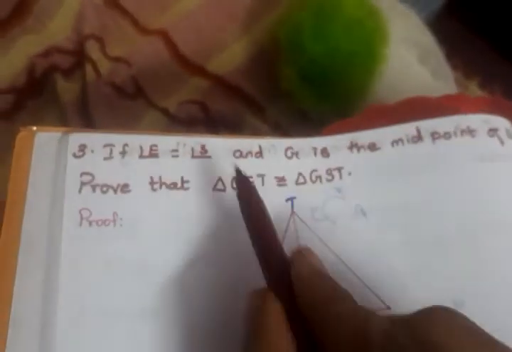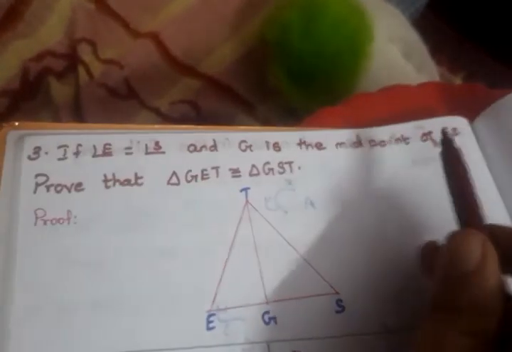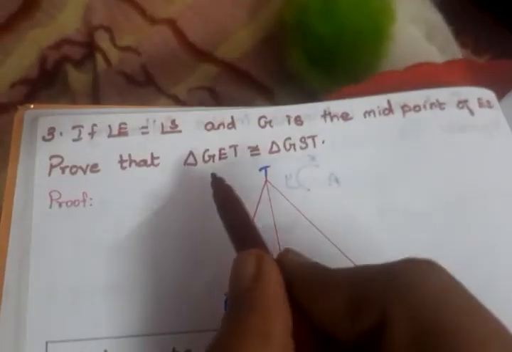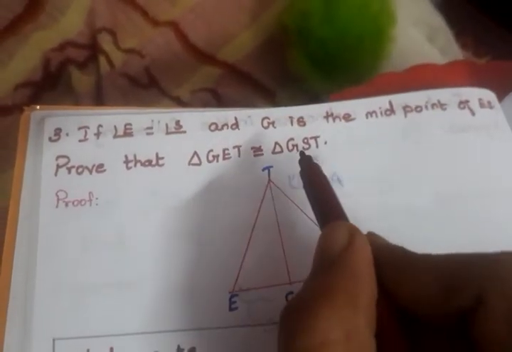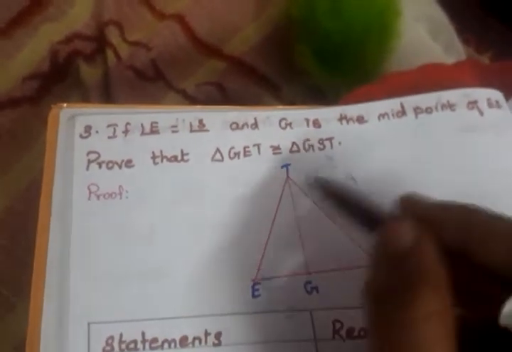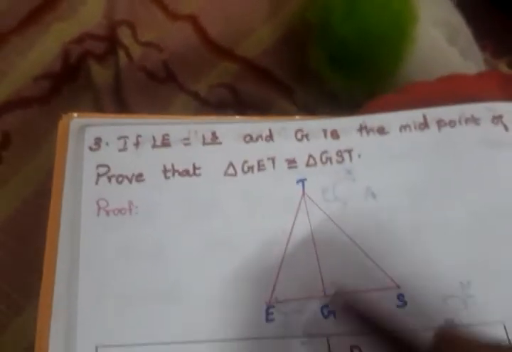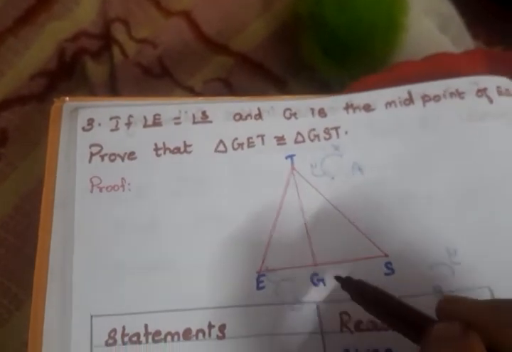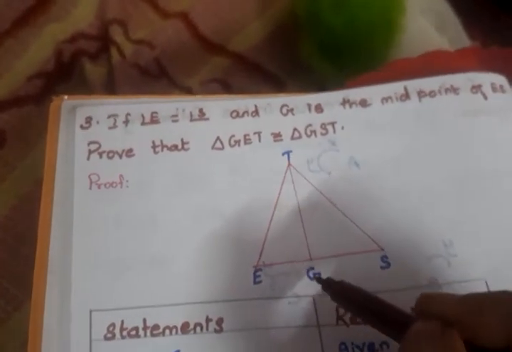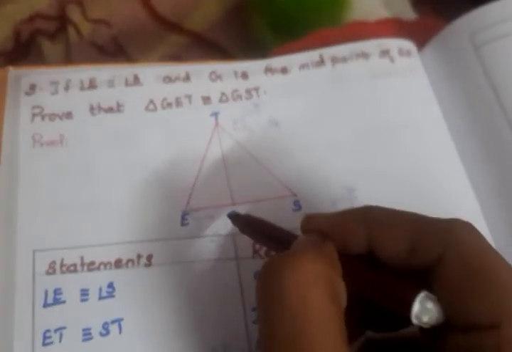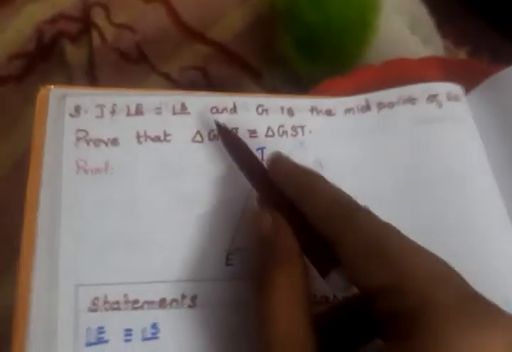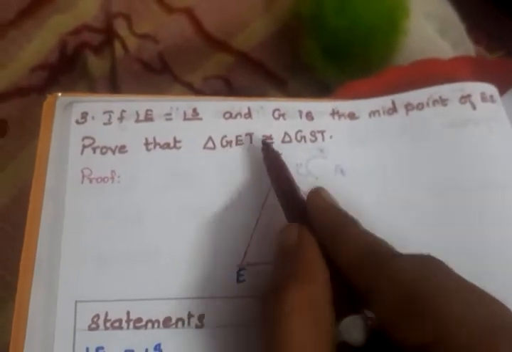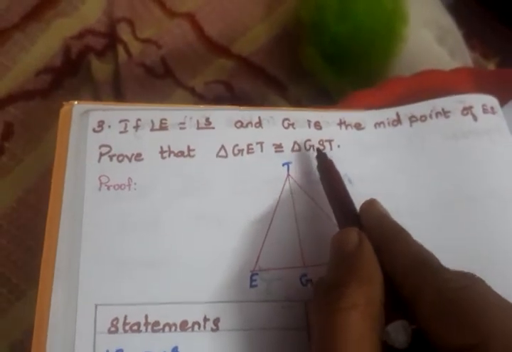If angle E equals angle S and G is the midpoint of ES, prove that triangle GET is congruent to triangle GST. Okay. So now draw a triangle ETS, where G is the midpoint. So first, the statement: prove that triangle GET is congruent to GST.